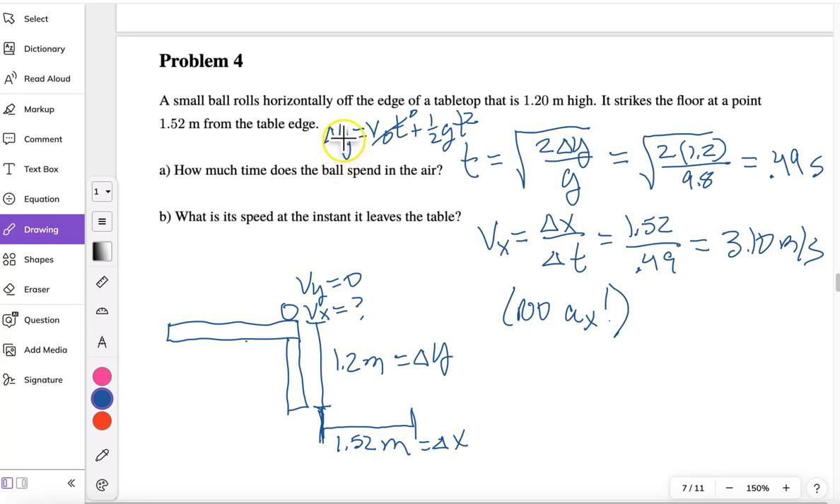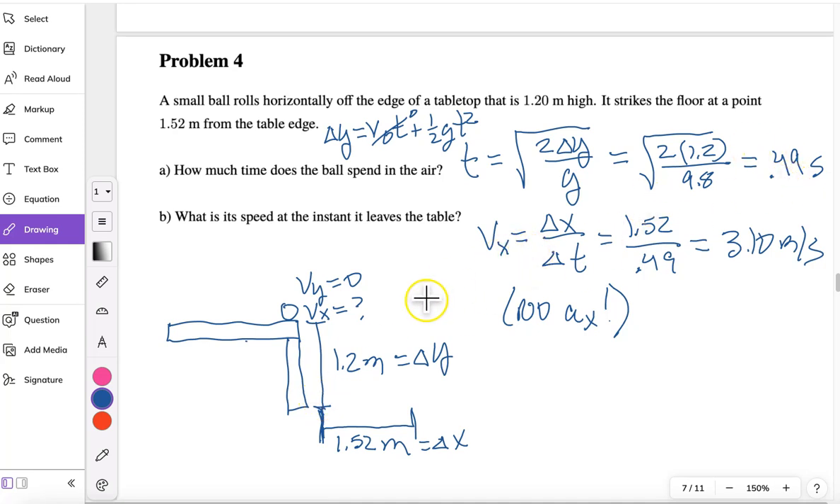We know that the distance in the y is equal to the original speed in the y plus 1/2 of gravity times time squared. And we can't make gravity here negative, because if we do, we end up with a negative 9.8 in the bottom. So what we'll do is just take 2 times the height, and we know the height, and we're going to divide by gravity. And when we do that, we get 0.49 seconds. So we know that the time that it takes to fall from the top down to the bottom is 0.49 seconds.